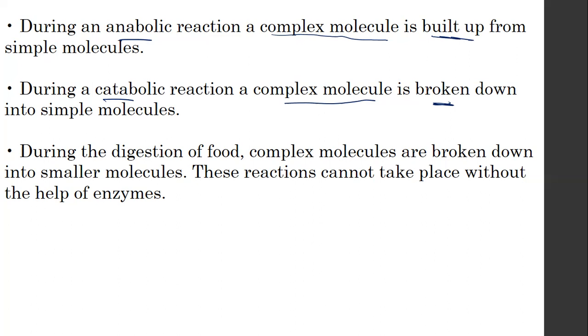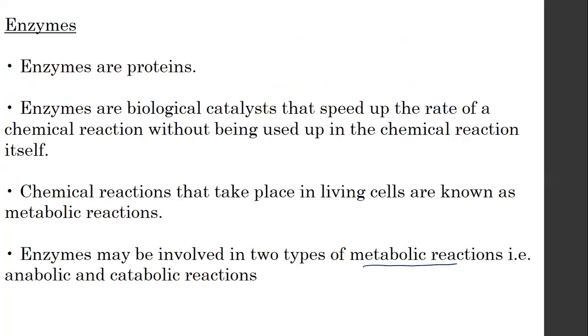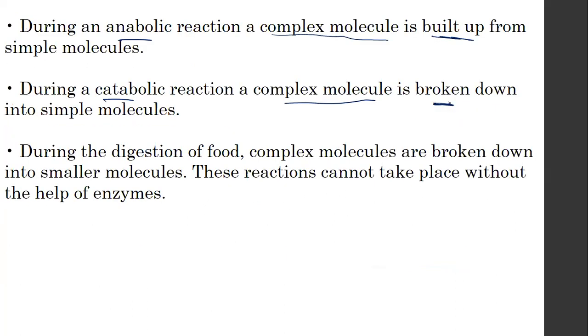Remember, this is chemistry of life. I hope that was clear about enzymes. What are enzymes? Proteins. What do enzymes do? They speed up chemical reactions without being part of the reaction. And we have learned about metabolic reactions. There are two types, anabolic and catabolic. Ana is to build up, kata is to break down. Therefore, for food to be digested, where we break down the complex molecules of food, we need the enzymes.